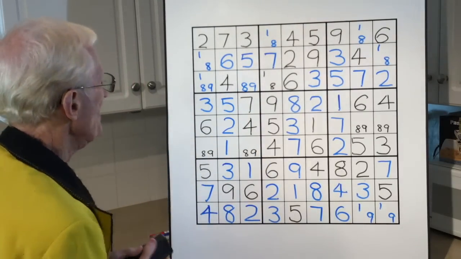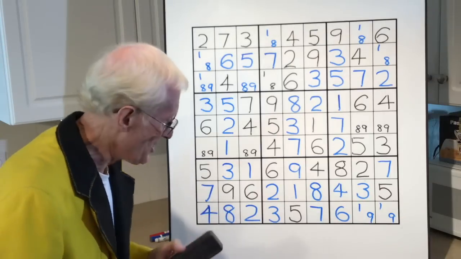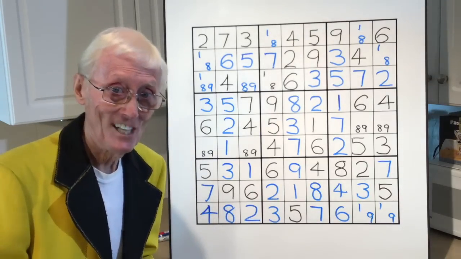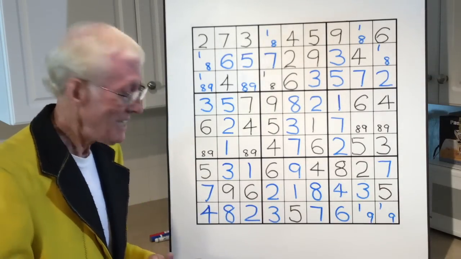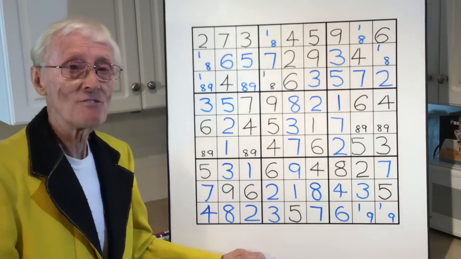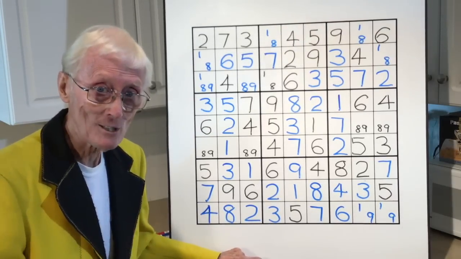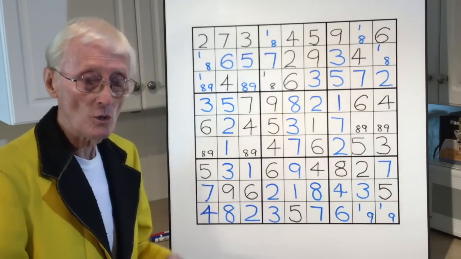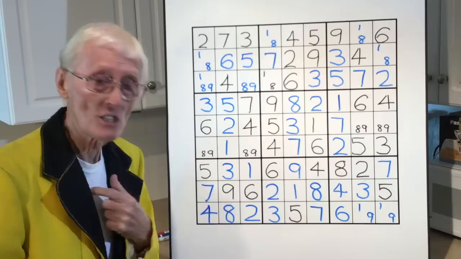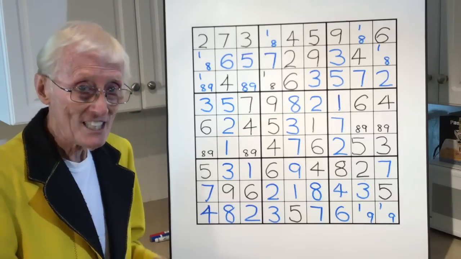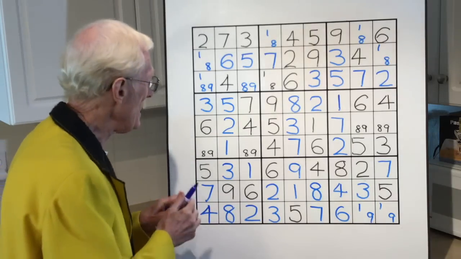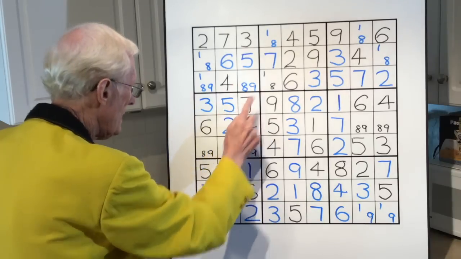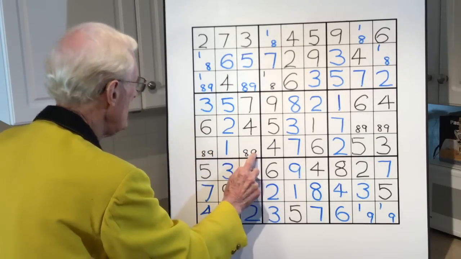This is the time when things get exciting. Remember I mentioned at the beginning, a puzzle cannot have two solutions or two answers. And now I see here what I call a danger rectangle. Let's show it to you. Here it is here. 8, 9, 8, 9, 8, 9, 8, 9.